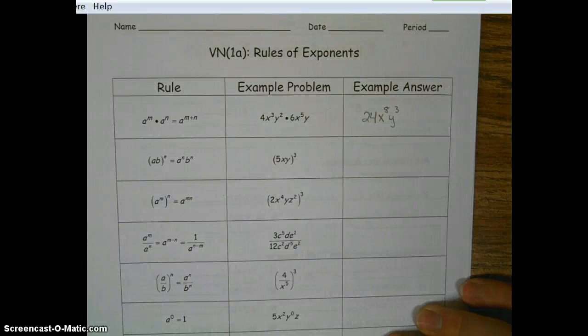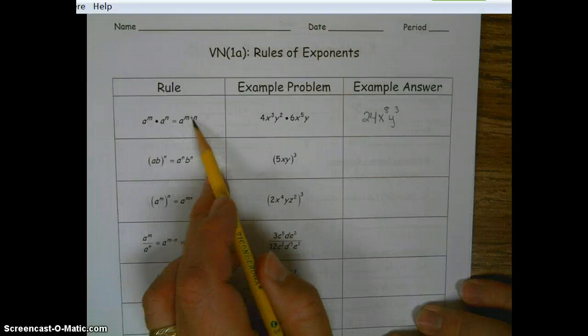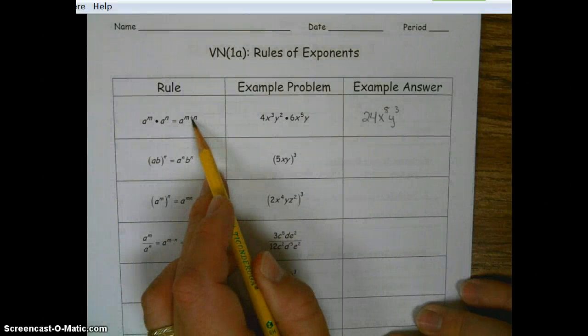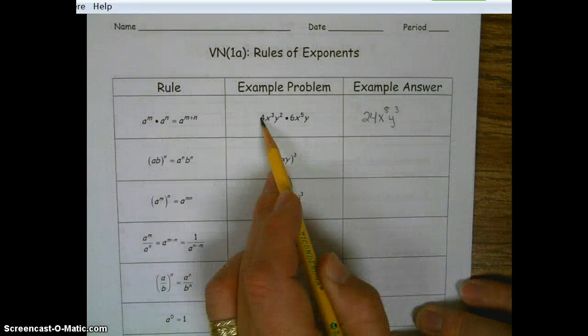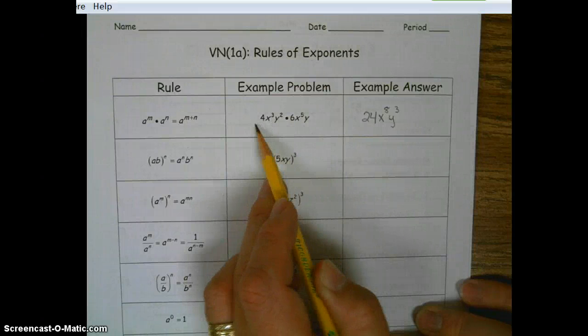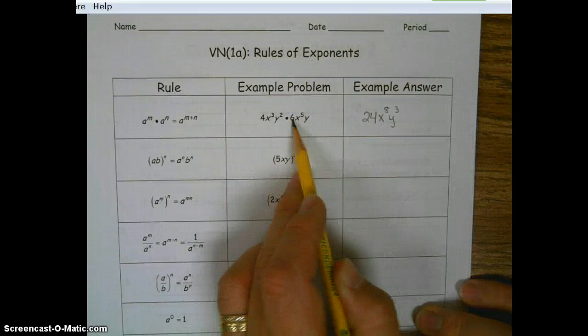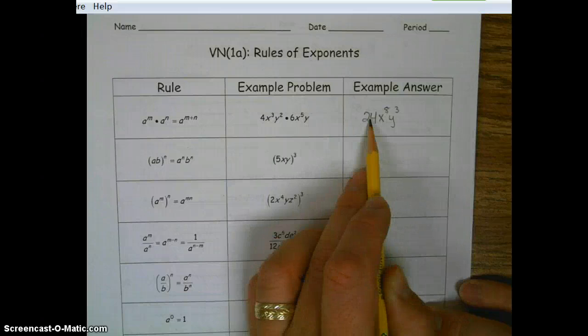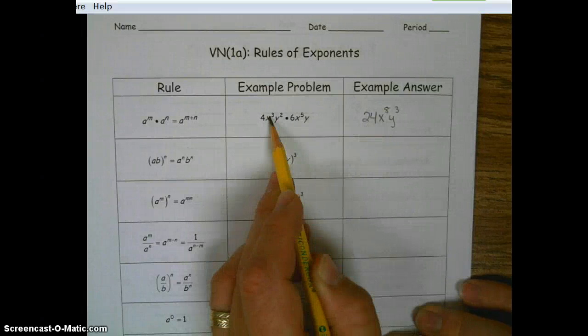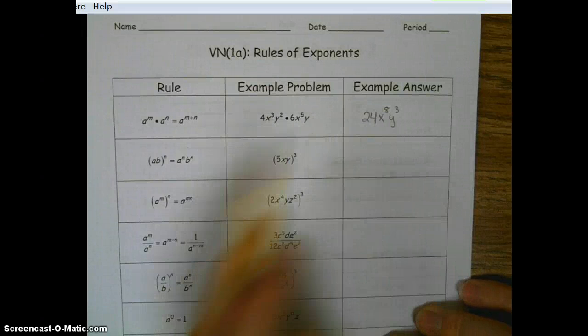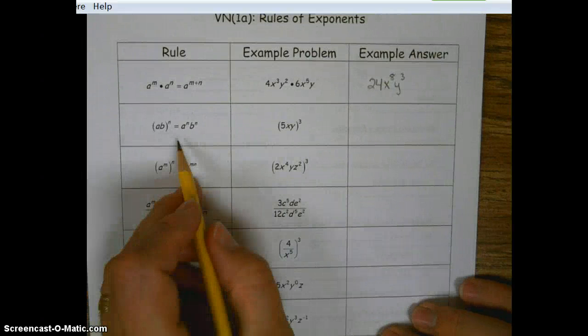A common error students make is they think that this rule applies to all the numbers, and it doesn't. It doesn't apply to the 4 and the 6. 4 and 6 are coefficients. So 4 times 6, you multiply them like normal. It's only the exponents that get added. Okay? Rule number 2.